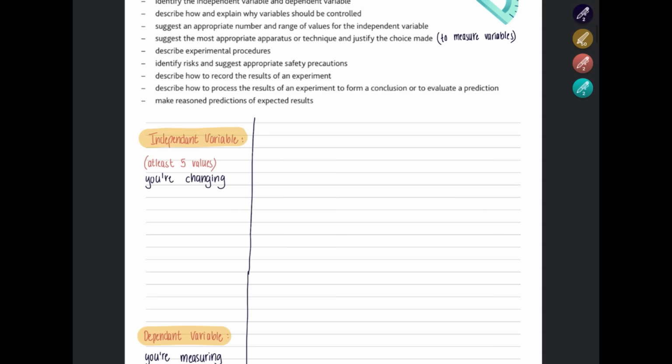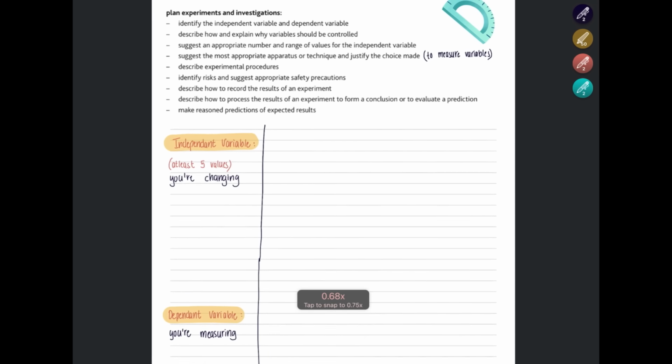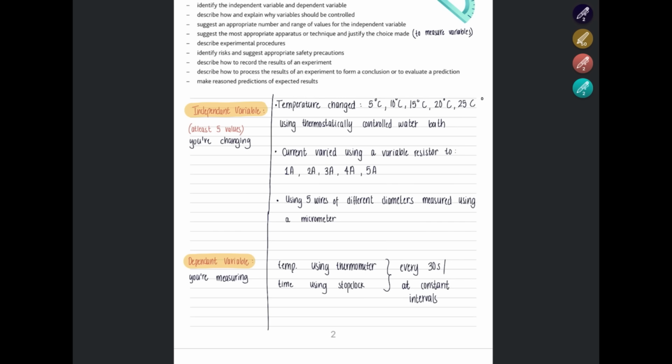Now, you need to show that you're doing at least 5 values. Then it's a good idea to also mention the apparatus. Now, a point to note is that you don't have to answer them like this. You can write like a paragraph, or you can write points and write your steps accordingly. Okay, so here are some examples.